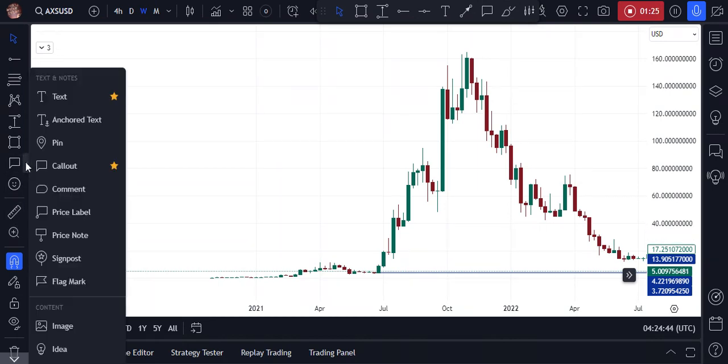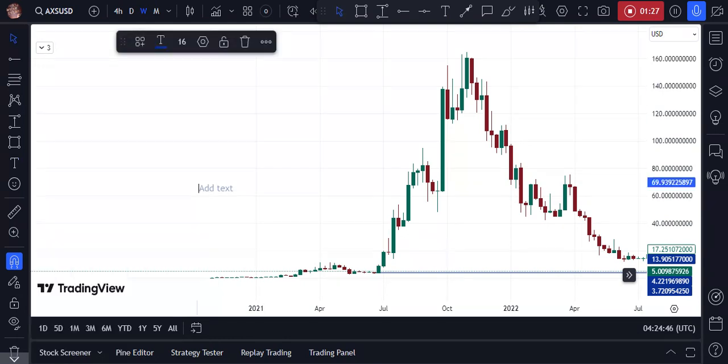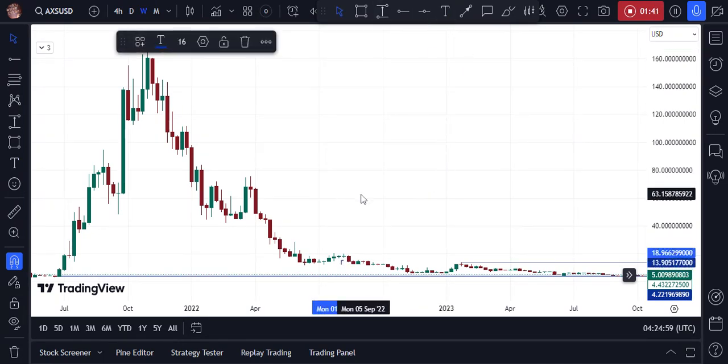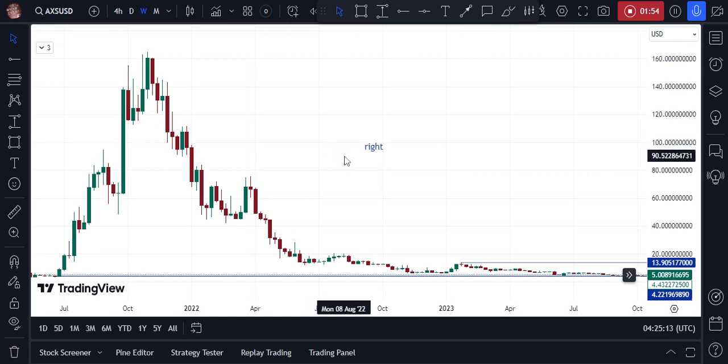Where is my text tool? Okay. So in trading, we trade from left to right. We trade from left to right. So in trading, we actually trade from left to right. It's a very important rule in trading, which I want you all to pay attention to.